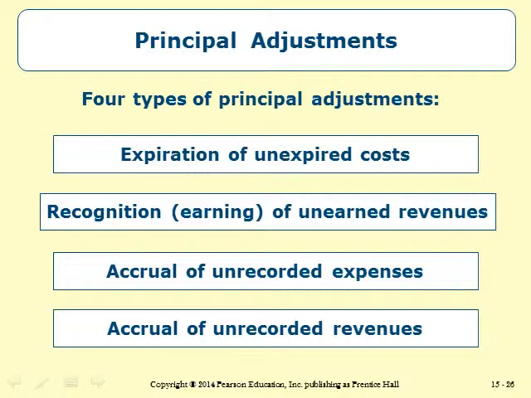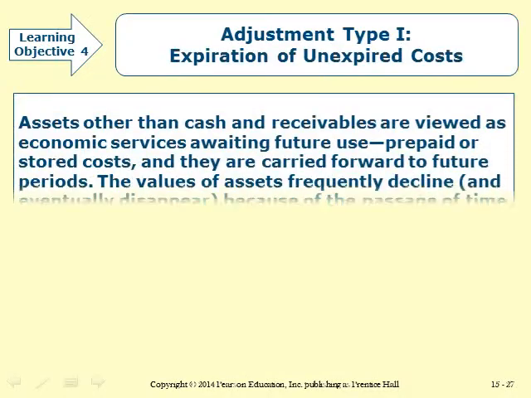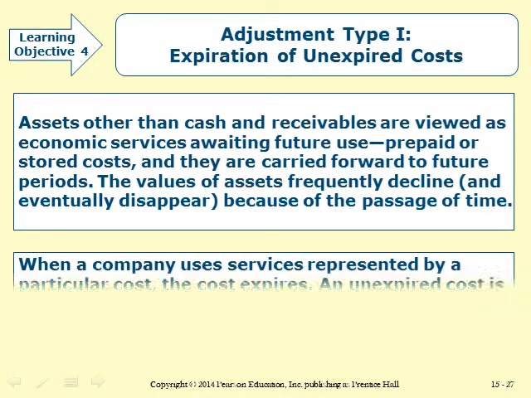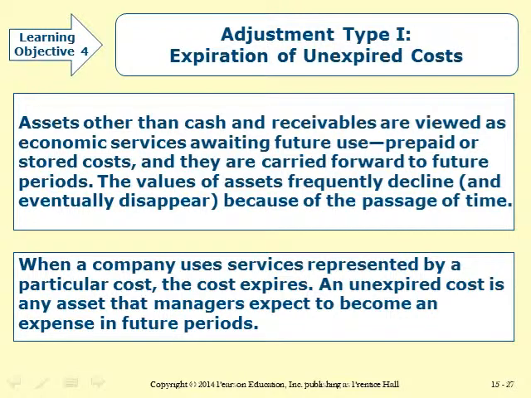So these adjustments are all essentially a part of accrual accounting. They refine the accountant's accuracy and provide a more complete and timely measure of efforts, accomplishments, and financial positions. So you can view assets other than cash and receivables as bundles of economic services awaiting future use, prepaid or stored costs that the accounting system carries forward into future periods. The values of assets frequently decline and eventually disappear because of the passage of time.